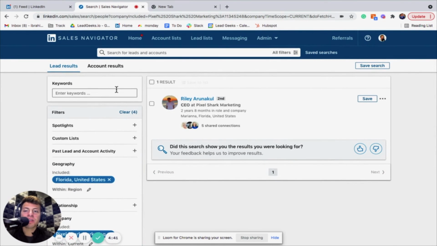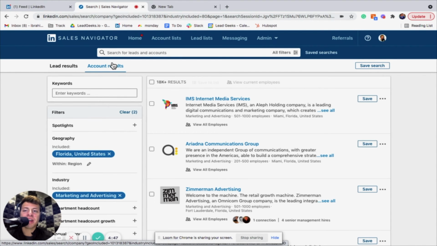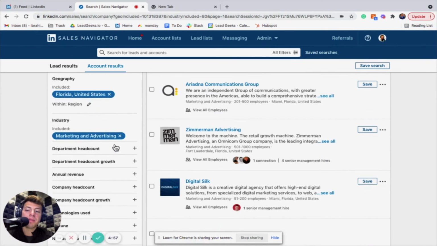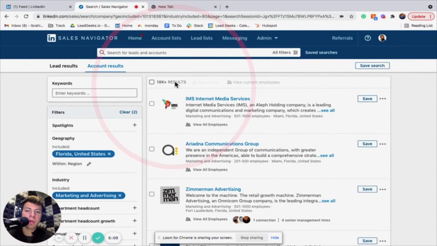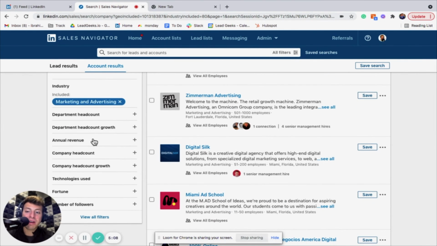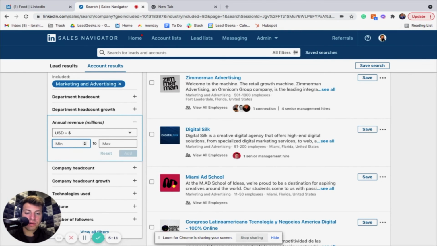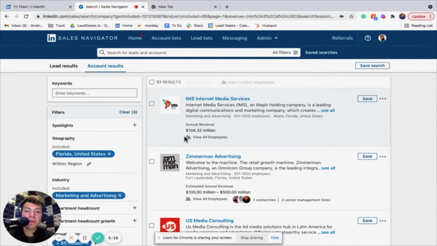LinkedIn Sales Navigator also has an account filter. So accounts is sweet because let's imagine you're not only looking for the specific person, but you want to see what companies would be a good fit for you to go after. So by targeting accounts, this is how you actually target by companies. So if I want to find marketing and advertising companies in Florida, I come up with this list of 18,000 accounts. However, if I want to target by revenue, I can now put in 5, and now I'm targeting companies with over 5 million in revenue, and my list went from 22,000 to 51.